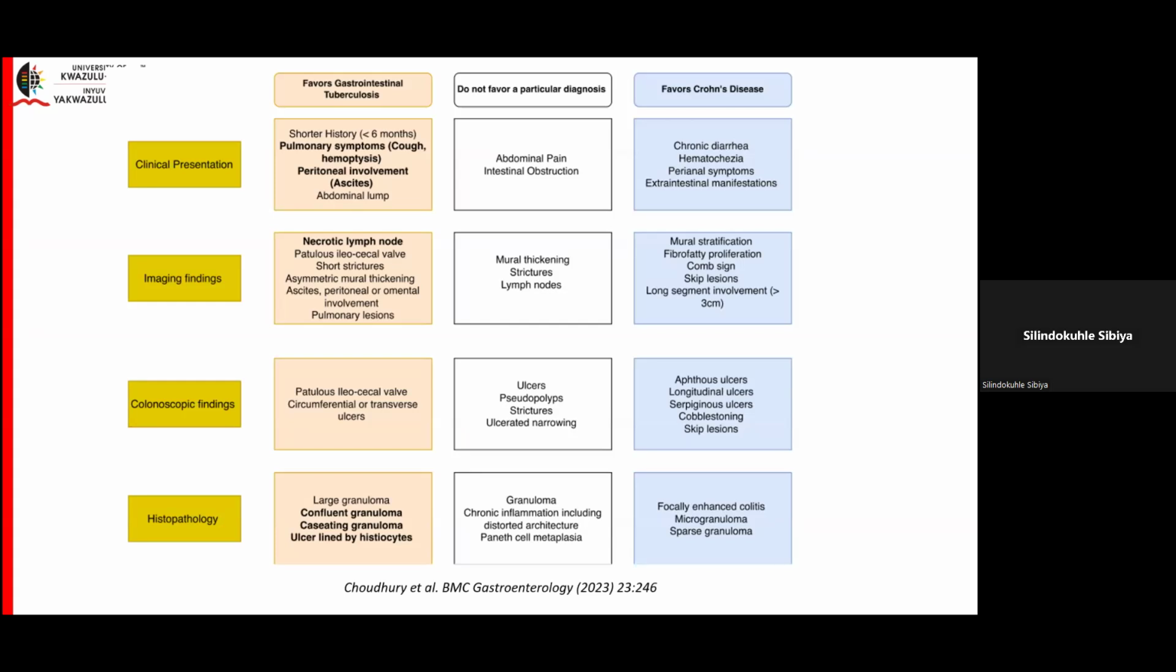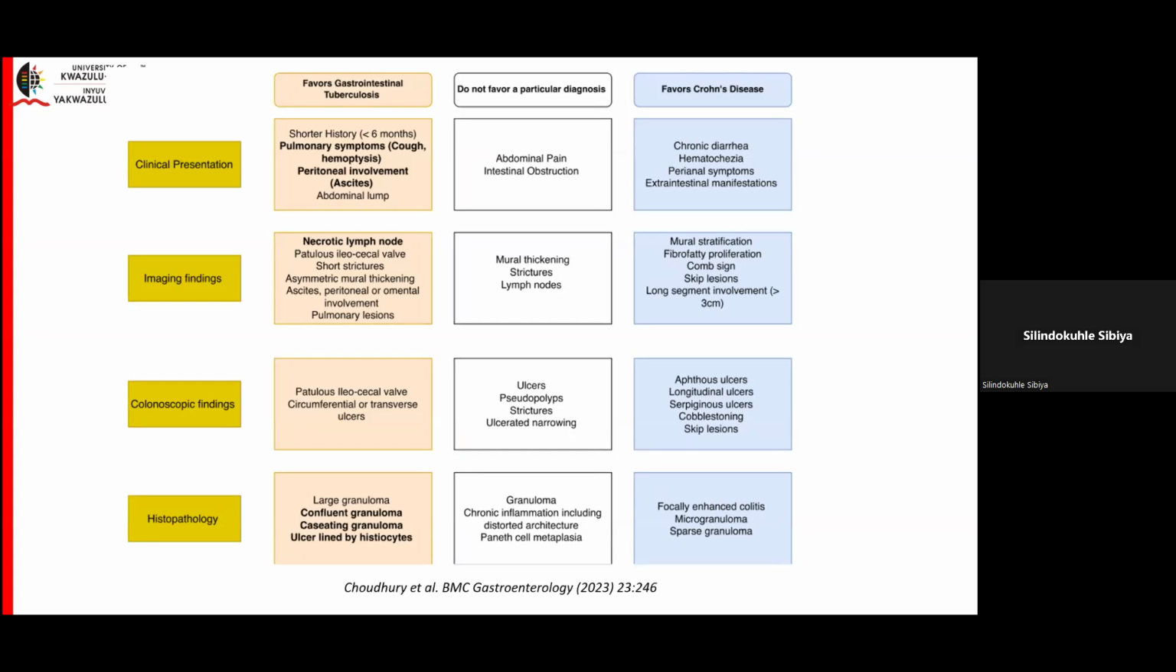On imaging in TB, one will find necrotic lymph nodes, a patulous ileocecal valve, asymmetrical mural thickening, ascites, and peritoneal or omental involvement, and pulmonary lesions. While in Crohn's disease, one will find mural stratification, fibrofatty proliferation, comb sign, skip lesions, and long segment involvement.